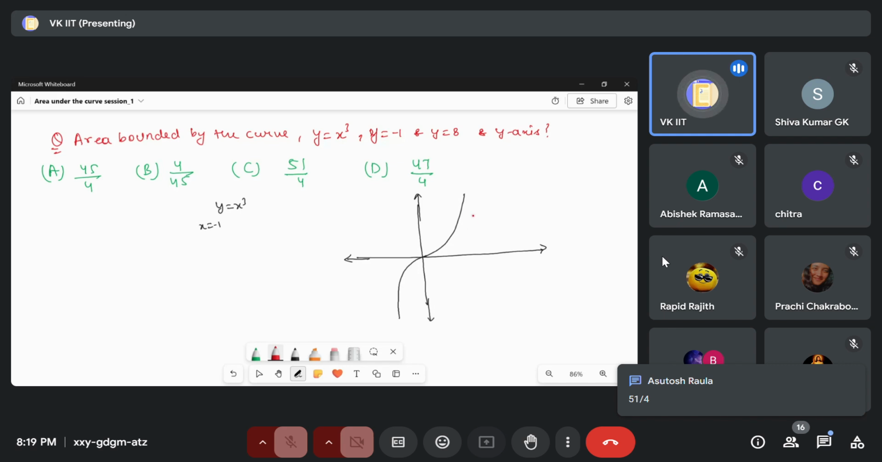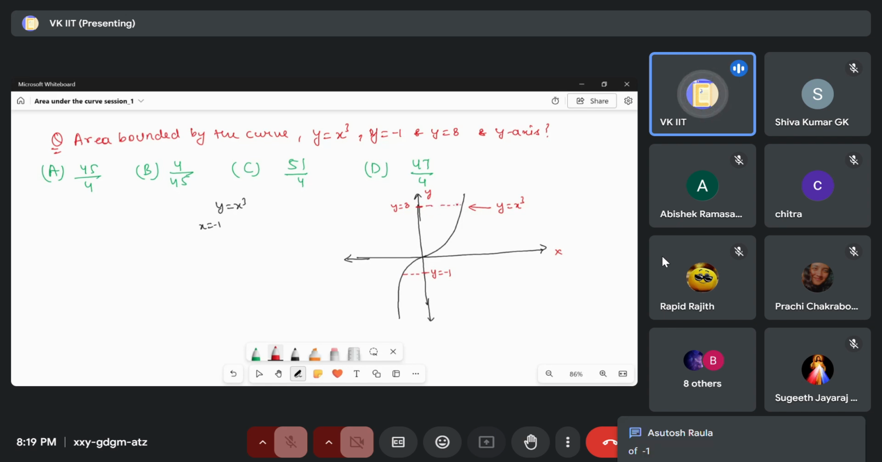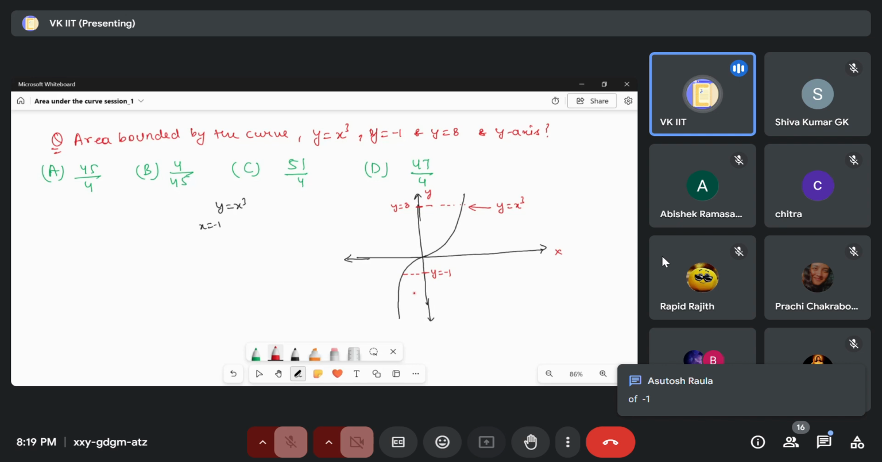Okay. The question: this is the y is equal to x cube function. Then this is saying the limit y is equal to minus 1, so this is y is equal to minus 1 here, and let's say somewhere it is y is equal to 8. So this is asking to find the area between this curve and the y-axis, between these limits from y is equal to minus 1 to y is equal to 8. You can see clearly the area they are asking: this one and this smaller one also.